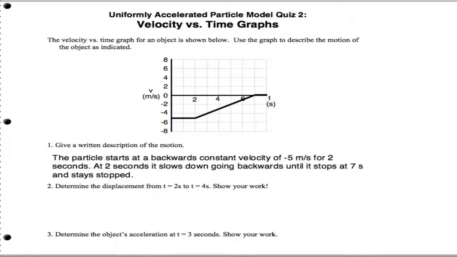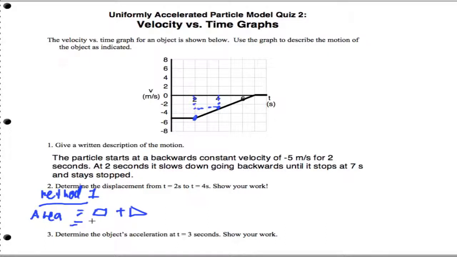So now we want to get the displacement from 2 to 4 seconds. I'm going to show you one method that works like this. What I'm going to do is calculate the area, because it turns out that the area underneath the graph gives you the displacement. So that means I'm going to have a triangle and a rectangle together. So I have a rectangle plus a triangle's area.